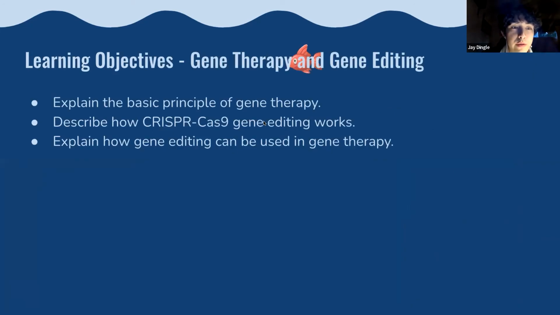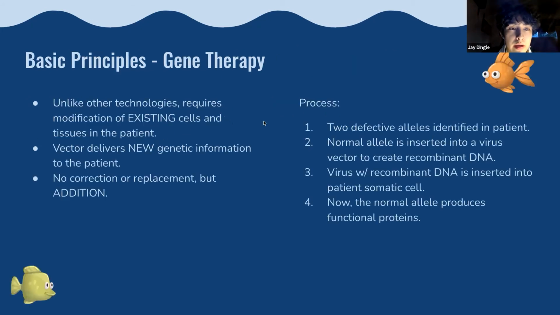Okay, so moving on to CRISPR-Cas9, again, we're looking at how it works in pretty basic terms. So let's have a look. Okay, so starting off with gene therapy, unlike other technologies, what makes gene therapy unique is that it requires modification of cells that already exist, and tissues in the patient. So a vector will deliver new genetic information to the patient. So rather than correcting something that's wrong or replacing the DNA sequence entirely, we're actually adding this new genetic information.